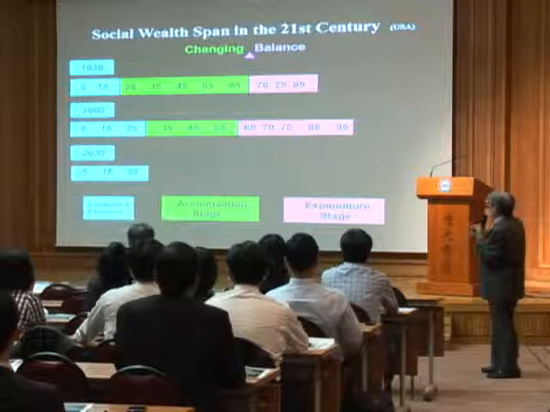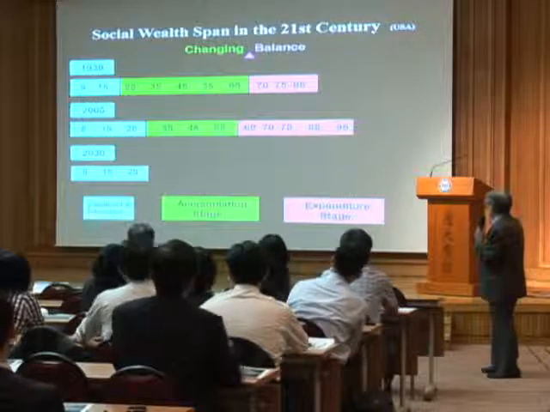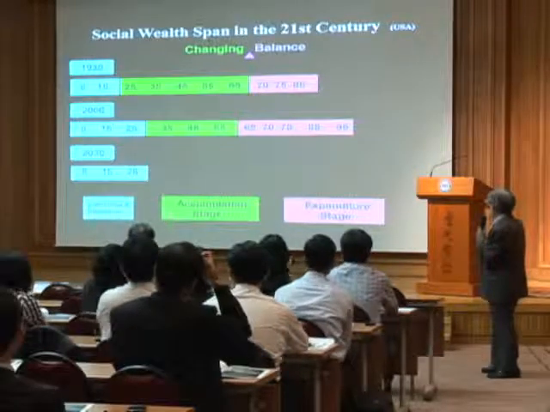The model divides the lifespan into two major stages, the accumulation stage and the expenditure stage.